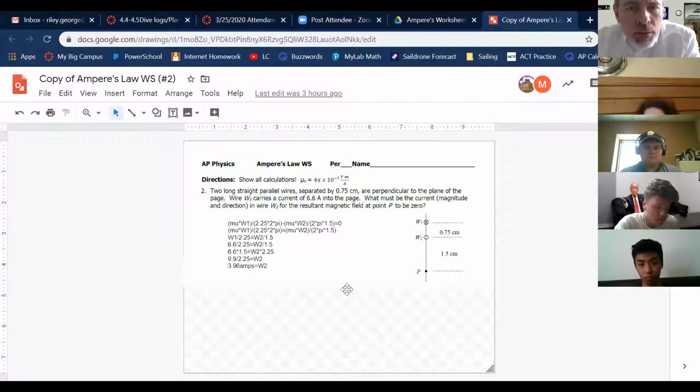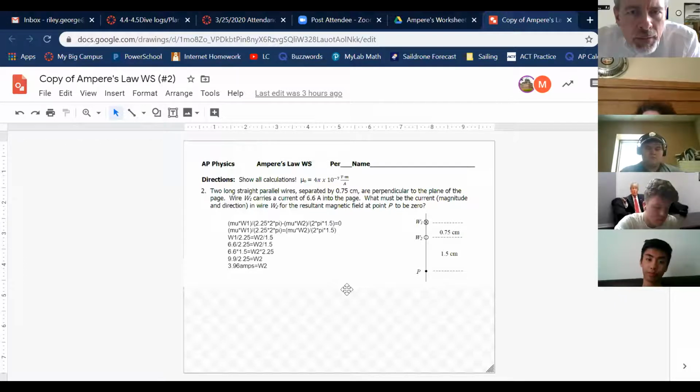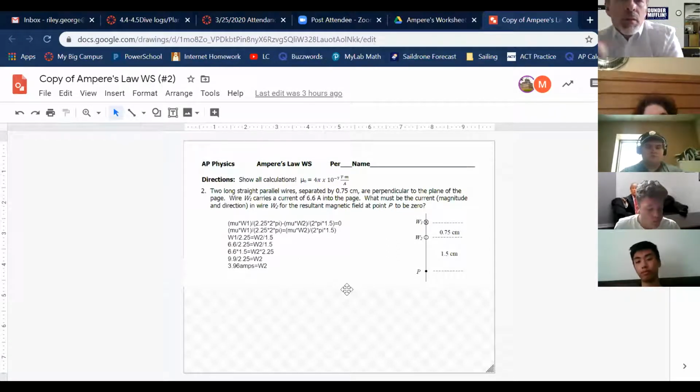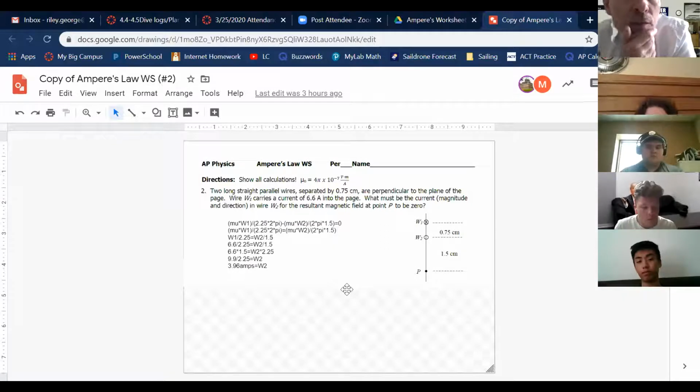Okay, so let's see. Is the W1 the current then, I guess? Yeah. Okay. So you're saying, oh, I see what you're doing. You're saying the magnetic field from the one wire minus the magnetic field from the other wire is equal to 0. Yeah, because it has to be equal to 0 at point P. Okay.